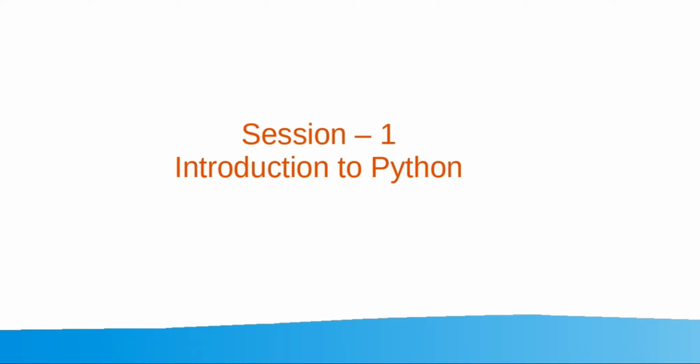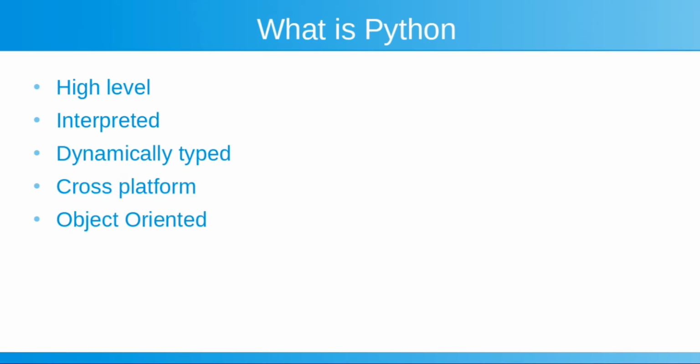What is Python? Python is a very high-level, interpreted, dynamically typed, cross-platform and object-oriented language. Okay, so let's see what you mean by a high-level language. A high-level language is more user-friendly. I mean, humans or users can easily understand the language, so the syntax will be like basic English.